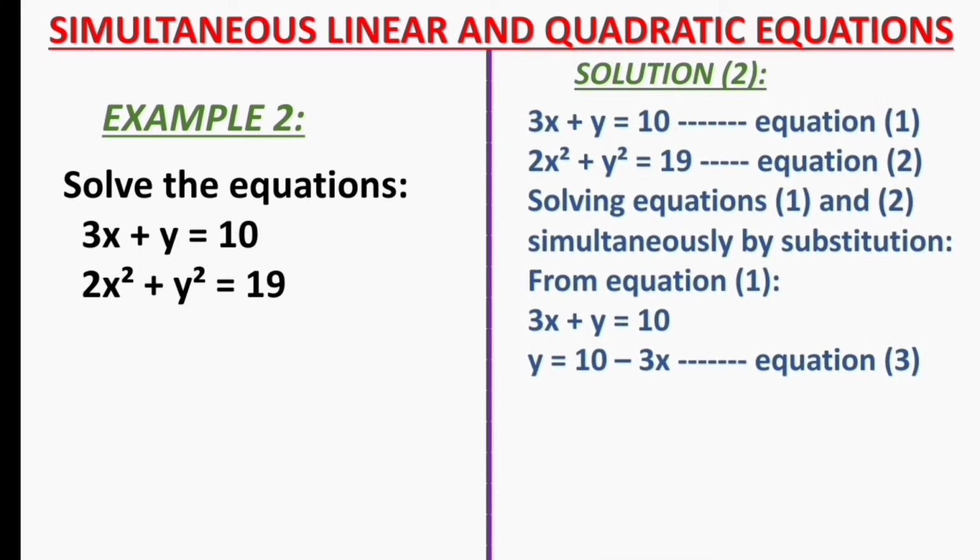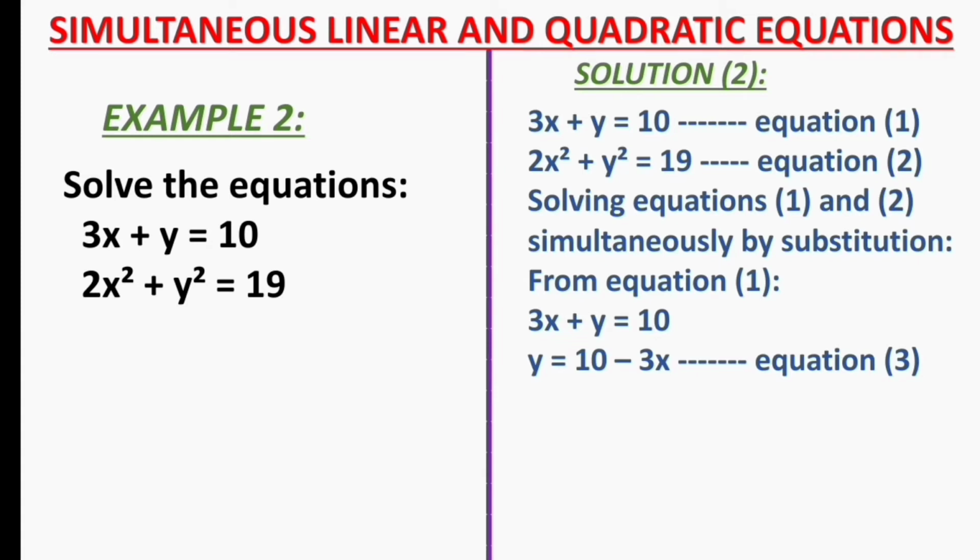Let equation 1 be 3x plus y is equal to 10, while equation 2 is 2x squared plus y squared is equal to 19. Let's solve the two equations simultaneously by substitution. In doing this, let's start working from the first equation, which is 3x plus y is equal to 10. Making y the subject of this equation, we have y is equal to 10 minus 3x. Let that be our third equation now, equation 3.